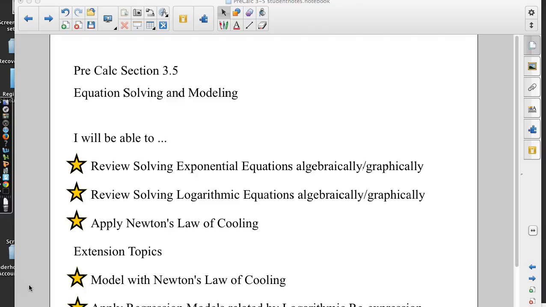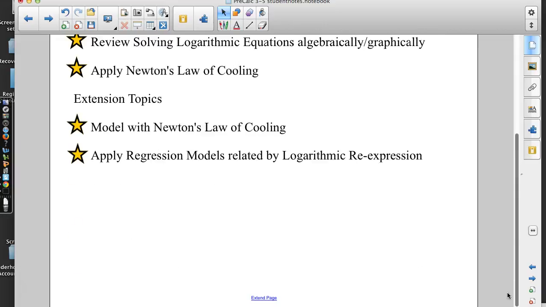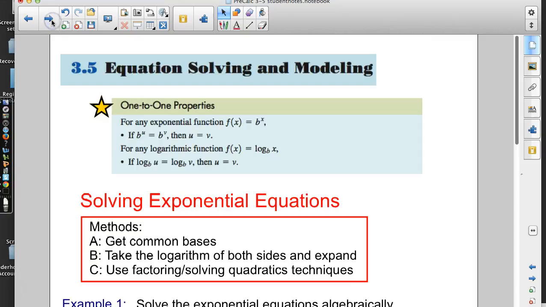and then some extension topics, using some things a little bit differently than you have in the past, because we do have Newton's law of cooling in your Algebra 2 curriculum, but it's kind of a just stick the numbers in and everything works out beautiful thing. And we don't want to do that. We want to do the ones that are a little step more difficult than that. And then apply regression models related by logarithmic re-expression. Now that's an interesting topic, and that one, again, tomorrow or the next day, depending on how far we get.